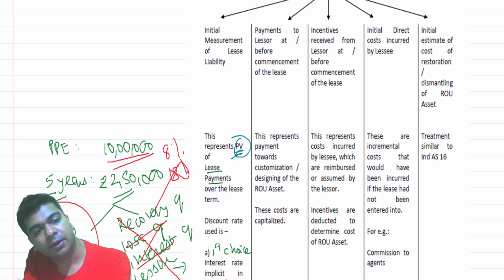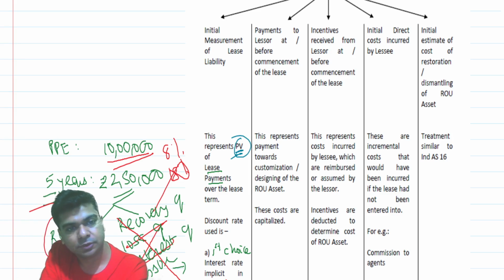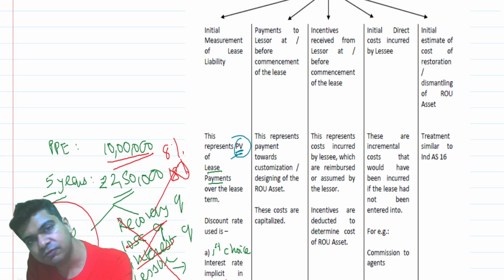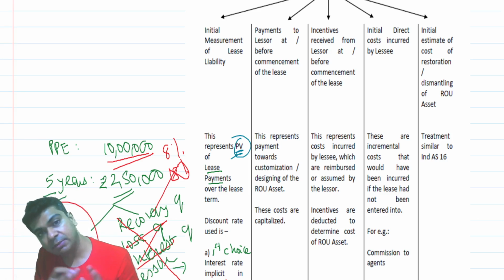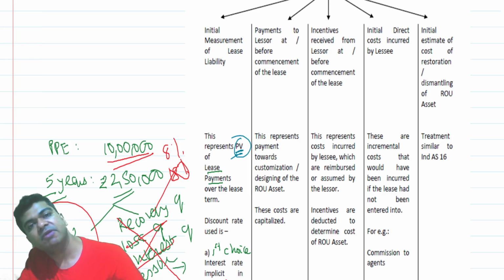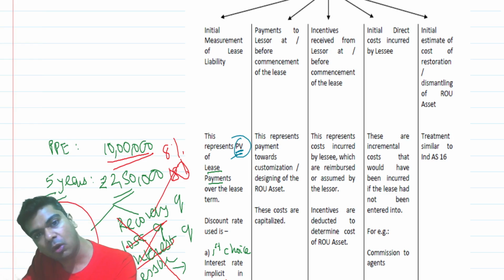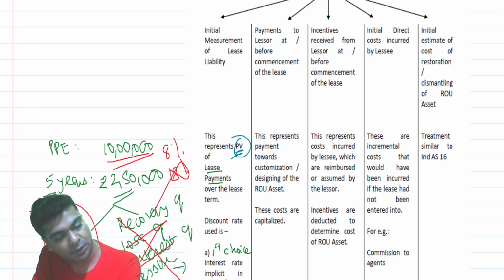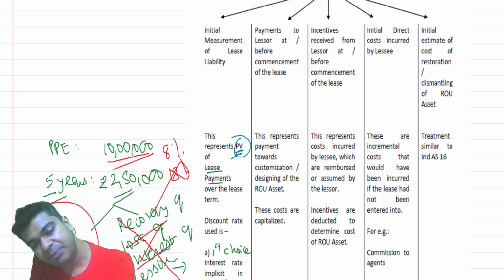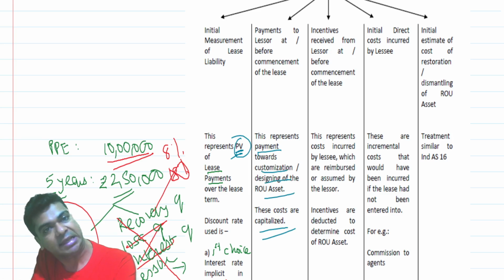Second, they are saying payments to lessor at or before the commencement of the lease. So you might have asked the lessor to make some customization to the asset, and then we are supposed to bear those expenses. So even that will also be added to the cost of the ROU asset. They are saying this represents payment towards customization, designing of the ROU asset.